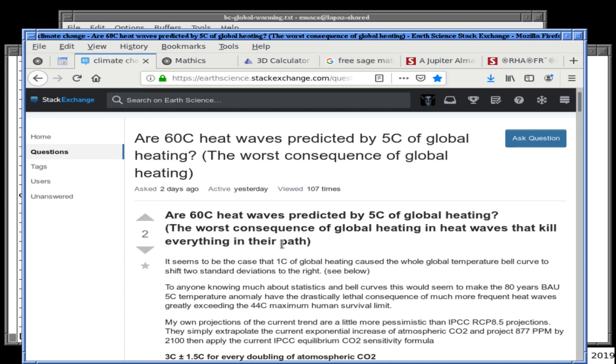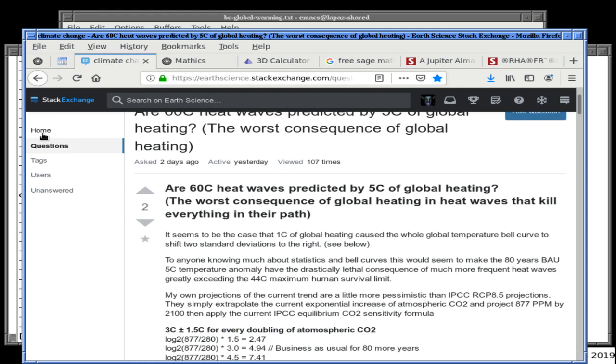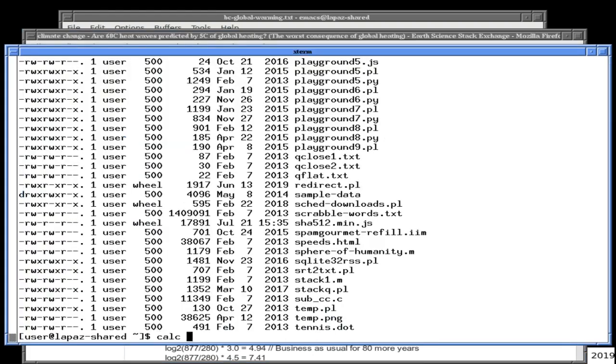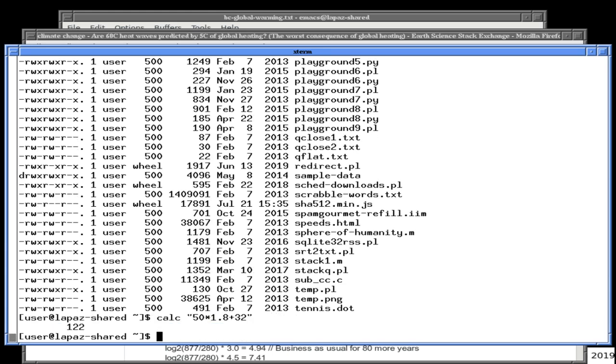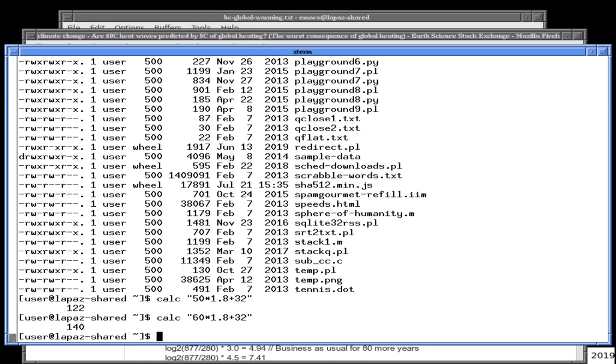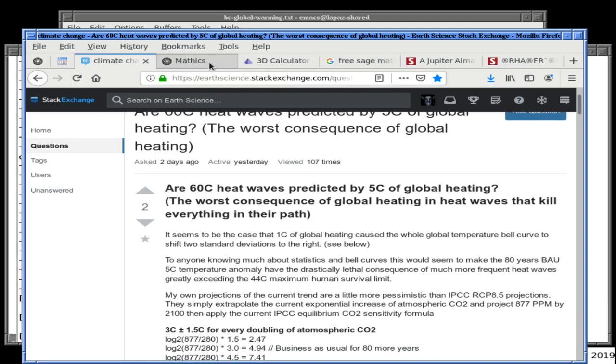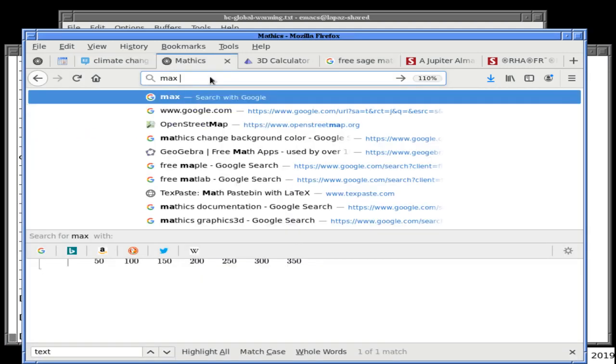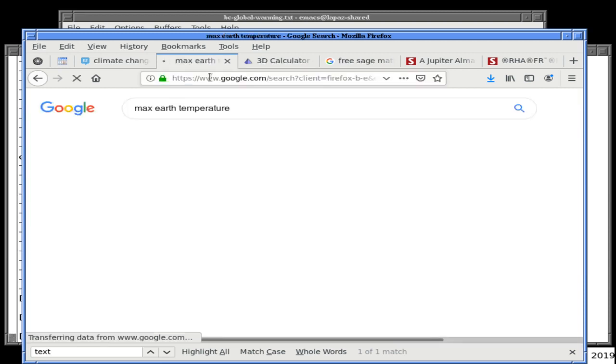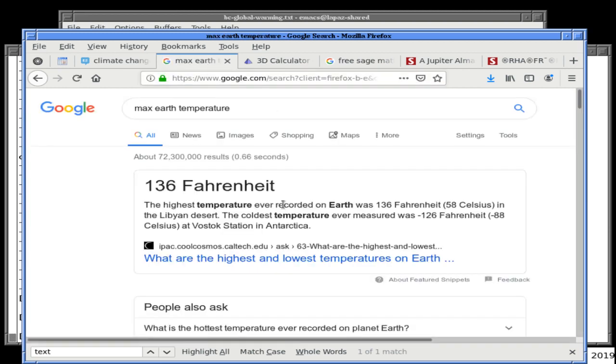And 60 degrees centigrade, for those of you who are American, and I will do this for 50 degrees as well, so we have some idea what we're talking about. I did work this out yesterday. 50 degrees is 122 Fahrenheit, which is pretty warm. 60 is, I think, 140 degrees Fahrenheit, which is very, very warm. The max temperature on Earth, let's go ahead and look that up, it's actually sort of important. I think it's like 58 point something, 136 Fahrenheit, 58 Celsius, in the Libyan desert. So, pretty warm.